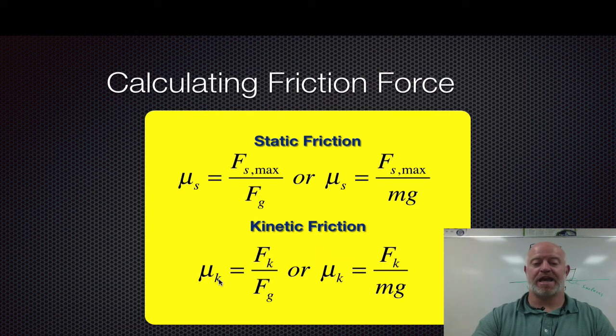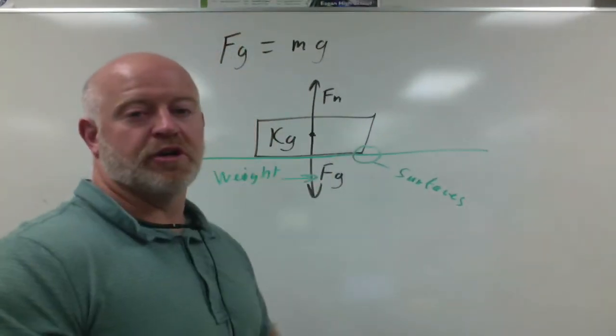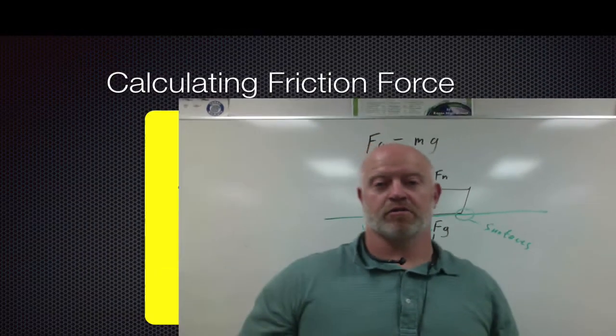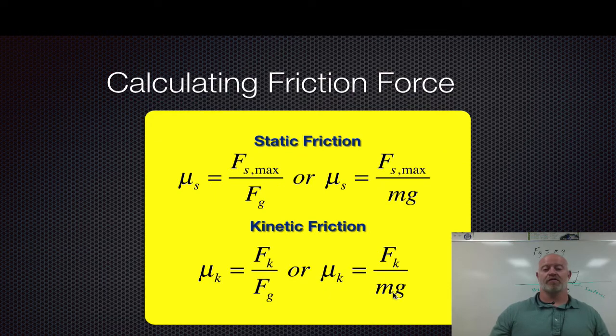Identical equation for kinetic friction. So we have mu sub k, now it's the kinetic force of friction over gravity, again just substituted in. So if we wanted to know how much the coefficient of friction was for this object, we could actually solve for that. We actually could figure out what that coefficient of friction is.